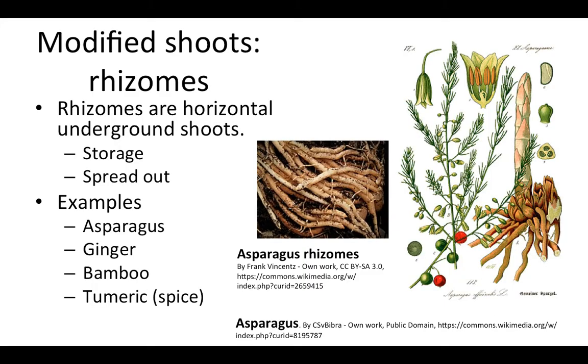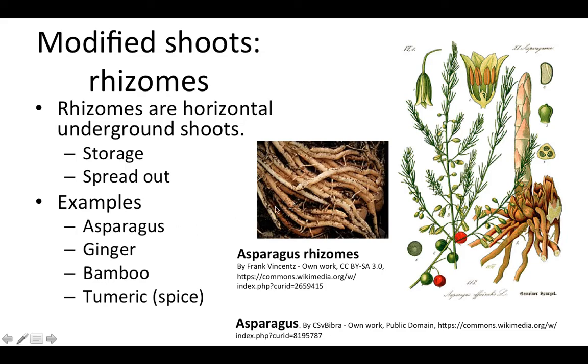We're going to move on now to another category of modified shoots, and these are rhizomes. So rhizomes are horizontal underground storage shoots. Tubers were also storage shoots, but the difference here is that rhizomes tend to be elongate, while tubers tend to be relatively short and squat. So they have two functions. Rhizomes are used for storage, as we've mentioned, but the fact that they're horizontal and somewhat elongate also allows plants to spread. And you should have seen an example of that with the asparagus that I talked about.